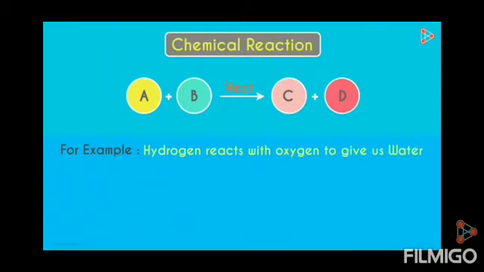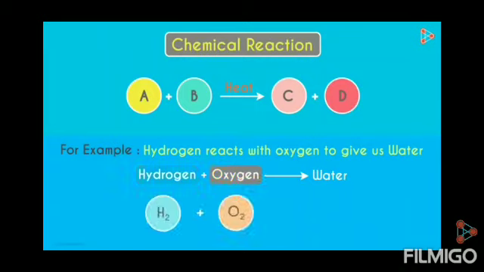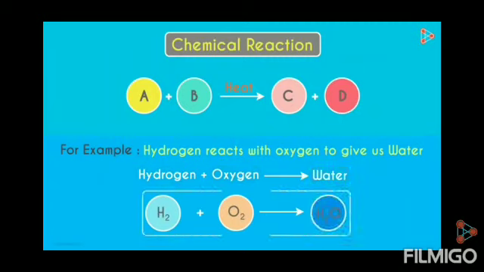Let us take an example: hydrogen reacts with oxygen to give water as a compound. Hydrogen has the symbol H and oxygen has the symbol O. As we know by atomicity, oxygen is a diatomic molecule and hydrogen is a monoatomic molecule, and in this reaction hydrogen and oxygen combine to form water. This is a chemical reaction. That means a chemical equation is the representation of a chemical reaction using chemical symbols and formulae.